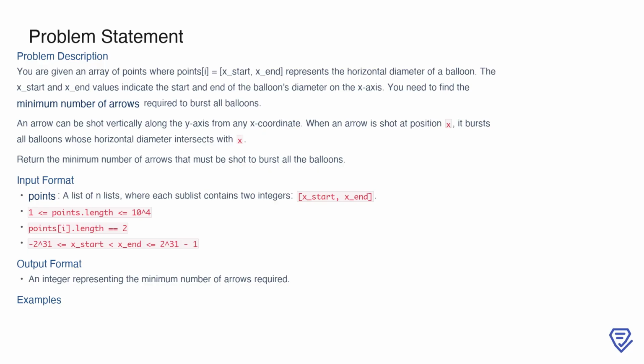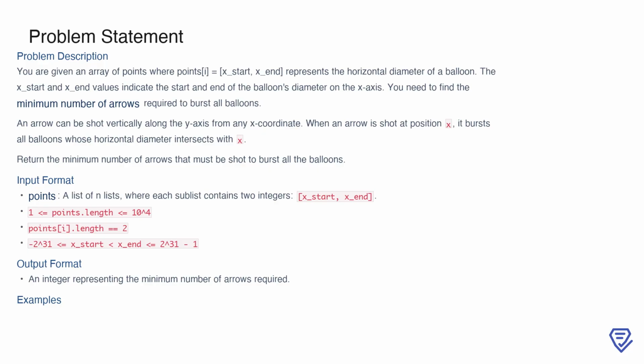To burst a balloon, we can shoot a vertical arrow at any x-coordinate. If the arrow intersects the balloon's horizontal diameter, that balloon is burst. Our goal is to minimize the number of arrows required to burst all the balloons in the input.